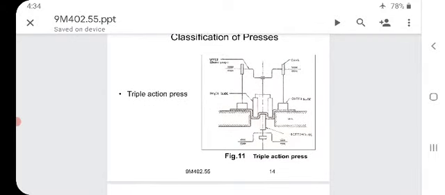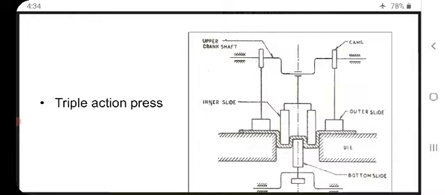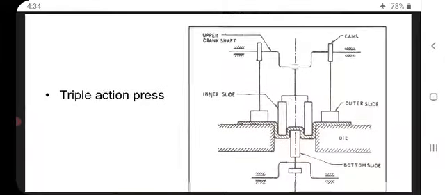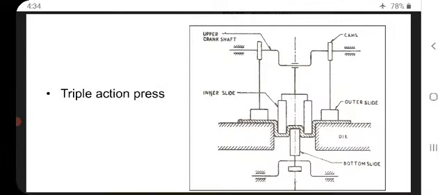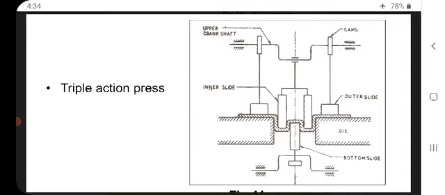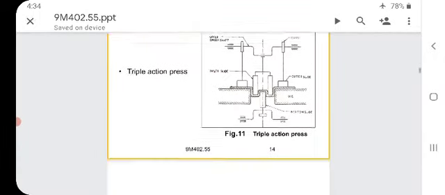Triple action press. See in the figure. Upper crankshaft, cams, inner slide, outer slide, and in the bottom you are seeing the bottom slide. So due to the presence of an inner, outer and the bottom slide, what will happen? Our workpiece, which is already on the die, will try to bend its shape due to the action of pressure. So this is the function of a triple action press.